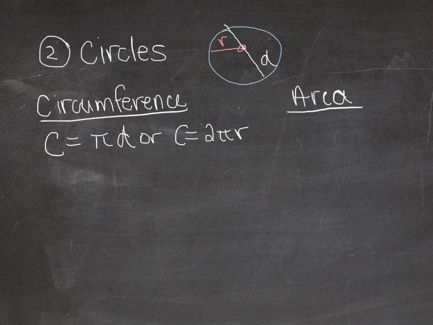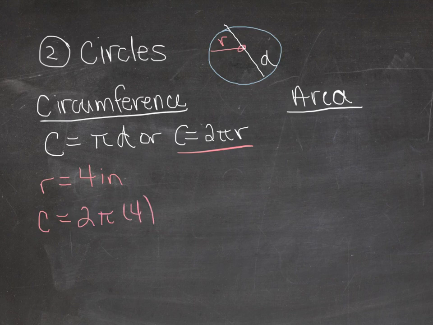Okay, so for example, let's say we have a circle with a radius of 4 inches, and we want to find the circumference of this circle. So the circumference will be equal to, because it's a radius, I can use this equation, or I could double it and then put it right into here. So 2 pi times the radius, so it's equal to 8 pi inches. Okay, and I can leave my answer in terms of pi, that's fine, that's your exact answer.